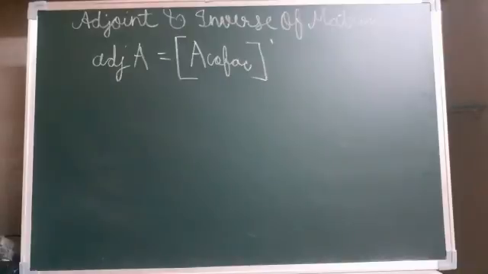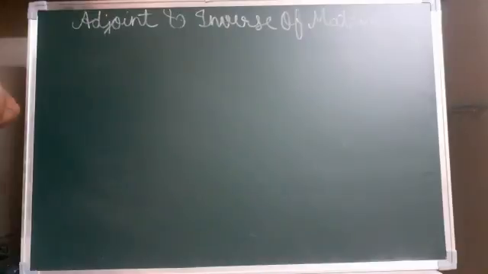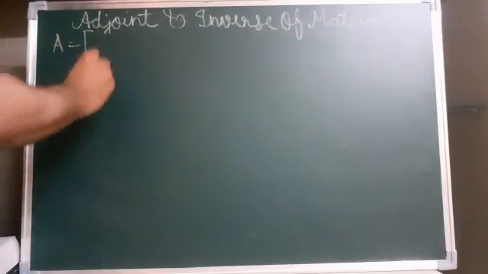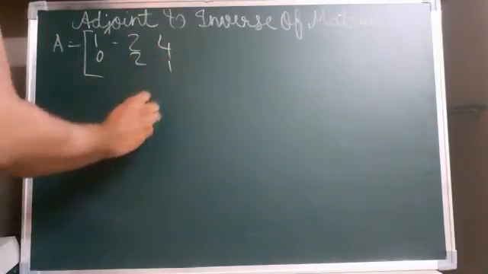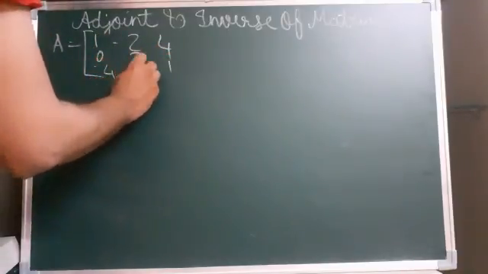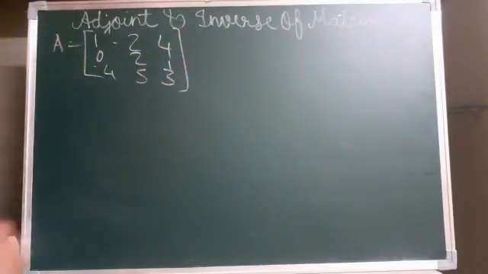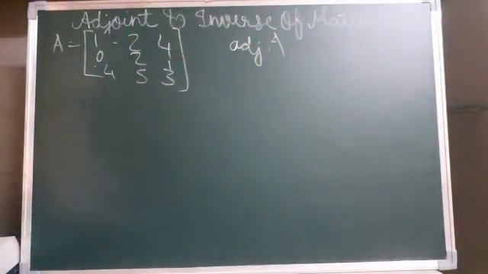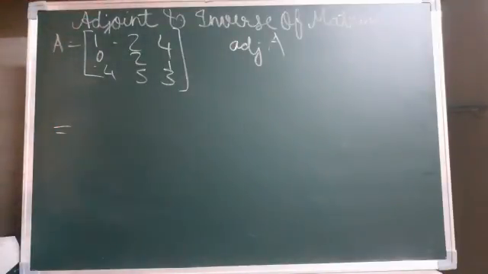Okay, so now we will take an example. Suppose it's given A is equal to 1 minus 2 4, 0 2 1, and minus 4 5 3. We have to find adjoint A. Okay, so firstly we'll write all of the cofactors.